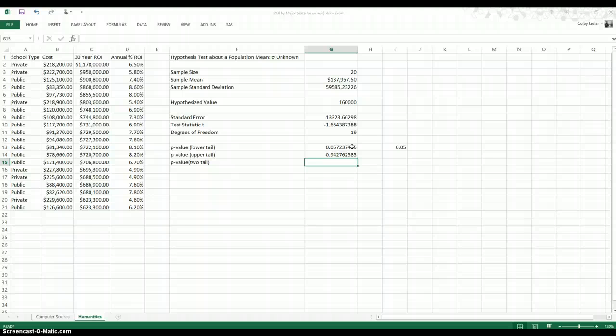And then finally, for a two-tail test, what I will enter is 2 times the minimum of whichever of these was smaller. So to figure that out, if we didn't know, do MIN of, and then first number, comma, second number, the two numbers that I'm comparing. I get 0.1144 and so on, which again is not less than 0.05. So in this two-tail test, I would fail to reject the null hypothesis that the mean would be anything different than $160,000.